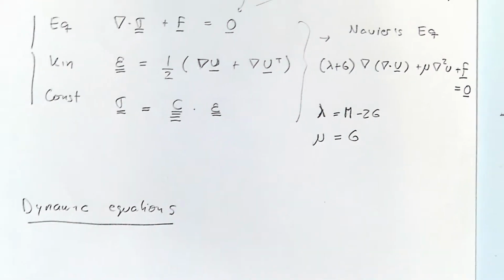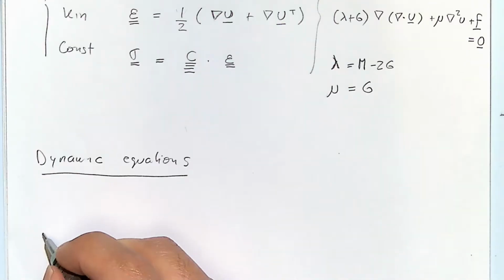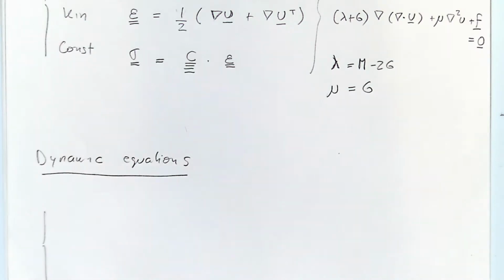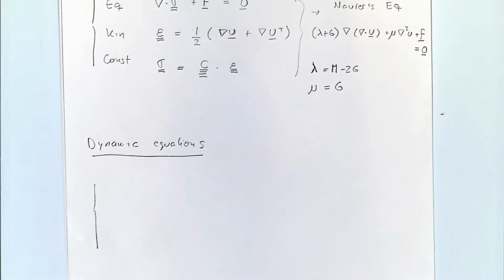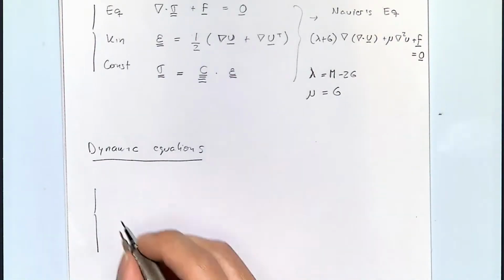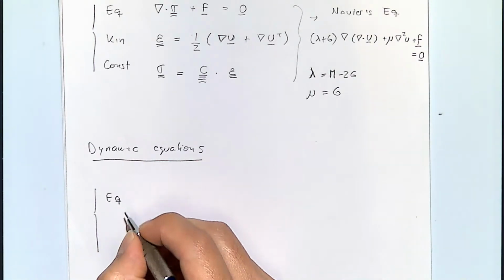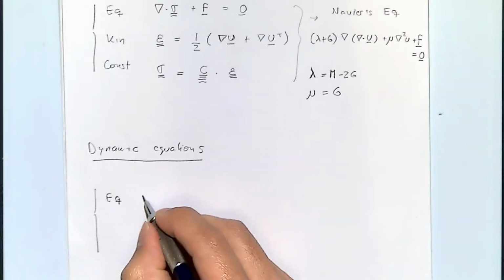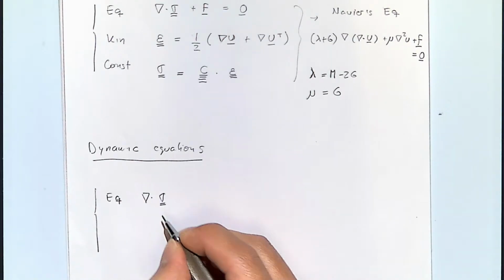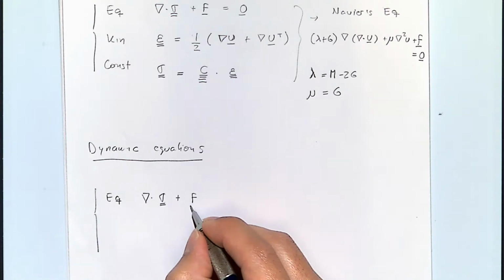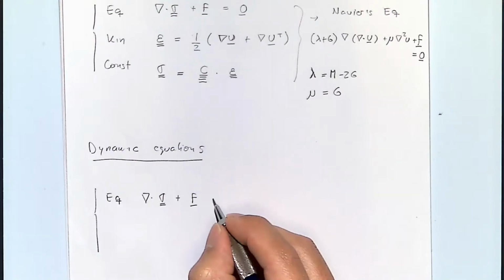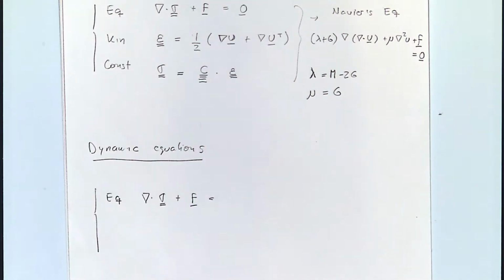In the dynamic equations, we are also going to solve the same equations that we solved before. But what do you think is going to show up now in the equilibrium equation? Time and inertia will show up, right? We're going to have our body forces, but now this one is not going to be equal to 0 anymore. And now the inertial term.